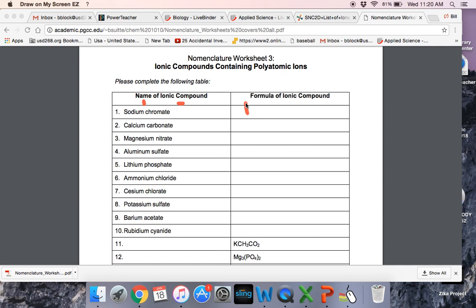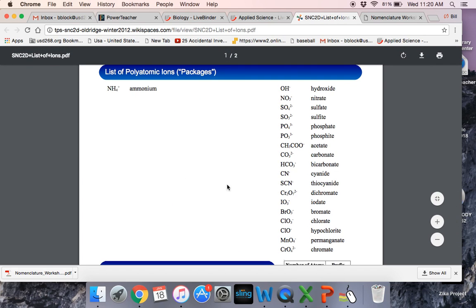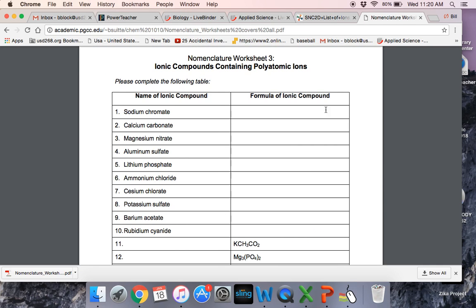Let's see if I can get this to work. It won't let me draw on the screen, but I have sodium that's a plus 1, and then I can look at my other sheet, and look at chromate, and I can know that chromate is ClO3 and it's a minus 1. Okay, so I have sodium, that's a plus one, and I have chromate, that's a minus one. So the formula is NaClO3, all right?